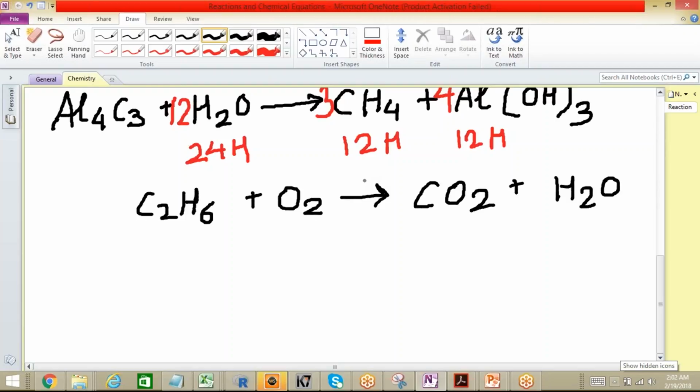So first of all, we have carbon, right? We don't have any metal over here, so not to worry. We have a carbon here that is having two atoms. So let me add two atoms over here for carbon, right? Now carbon is balanced. Fine. The next step is balancing the oxygen.